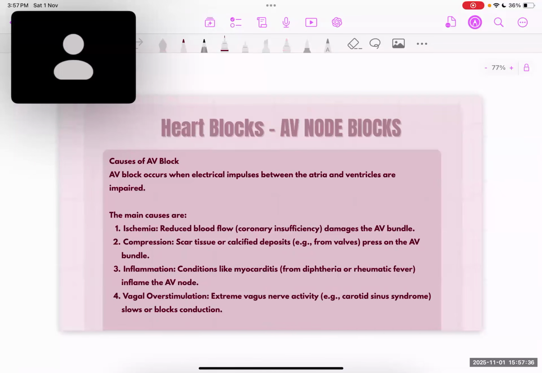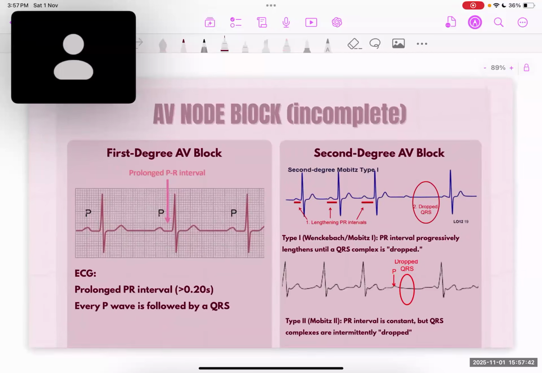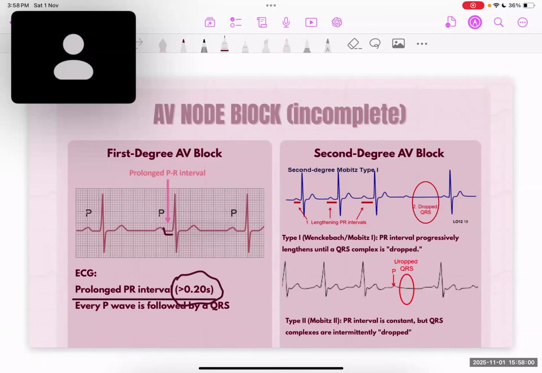The main thing you need to focus on is how you're going to see the different AV node blocks on the ECG. The incomplete AV node blocks are the first degree and the second degree. Let's start with first degree. On the ECG, you're going to see a prolonged PR interval. I mentioned you need to memorize the values before, so that you know what's normal and what's not. It's going to be more than 0.2 seconds. That means it's prolonged, and that is a first degree block. But every P wave is still followed by a QRS complex. There's no drop beat or anything. It's just prolonged everywhere, a consecutive prolongedness.